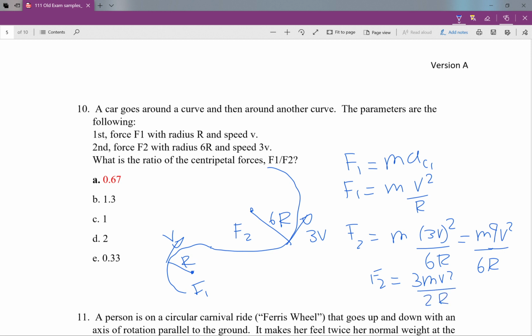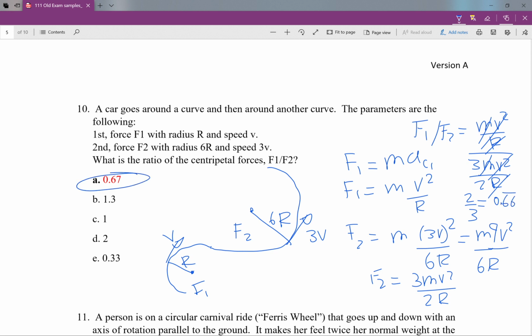Now if we find the ratio F1 over F2, it equals mv squared over r divided by 3mv squared over 2r. The r's cancel, the m's cancel, the v's cancel. 1 over 3 halves is basically 2/3, which is 0.66 repeating, and we approximate it to two significant figures. That's going to be 0.67.